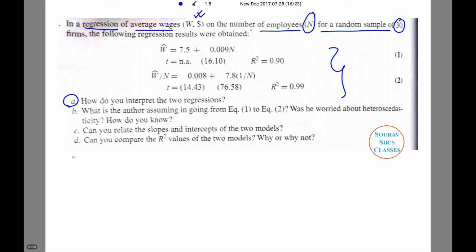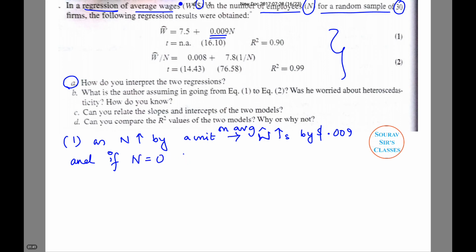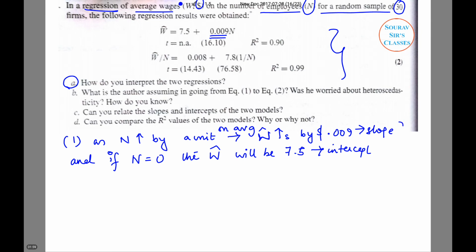So, let us interpret. Now, for equation 1, it shows, now we are interpreting this, as N increases by a unit, on average, this is very important, on average wages increases by 0.009 dollars as it is given here, and if N is equal to 0, then W hat will be 7.5. So this is the interpretation of our intercept value, while this is the interpretation of our slope value, and this is for equation 1.